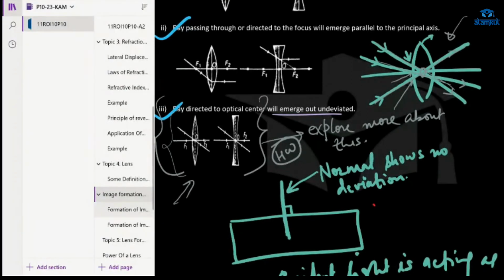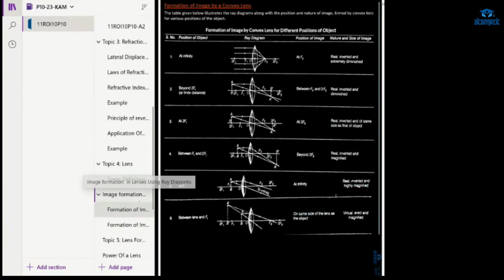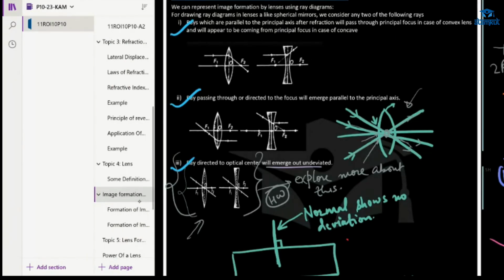Okay, ray diagram. So now we study the formation of images. First one was the ray that is coming parallel to the principal axis will pass through the focus. The ray that is directed towards the focus of the lens will, after refraction, pass parallel to the principal axis. And the third one is the ray that is directed towards the optical center will emerge undeviated.